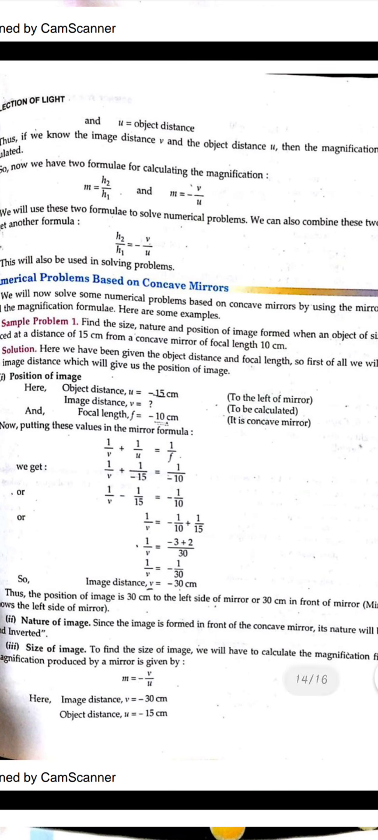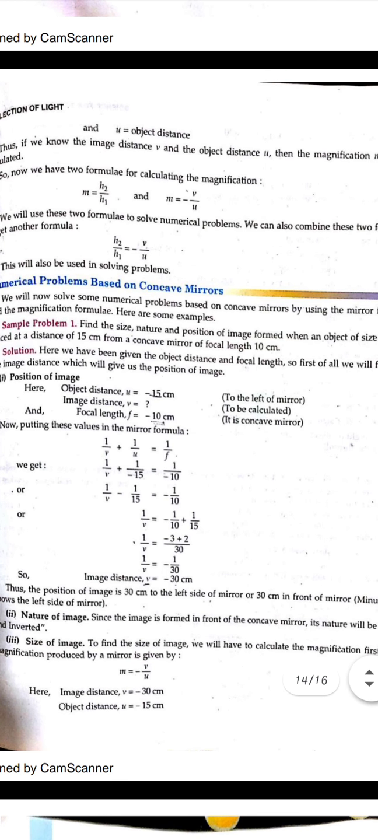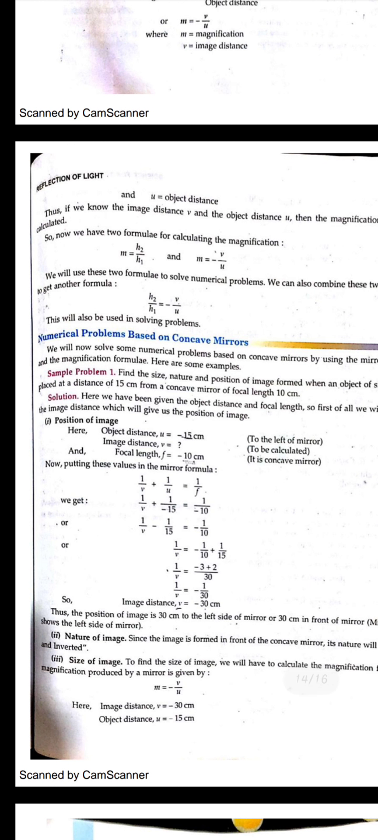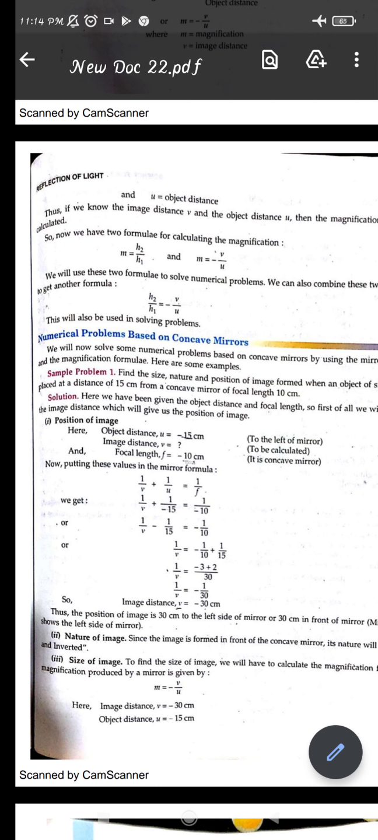So here you can see the first problem. The question is, find the size, nature and the position of the image formed when an object is placed at a distance of 15 cm from a concave mirror of focal length 10 cm. So the focal length is 10 centimeter, then the focus is at 10 centimeter from the pole. Now since it is a concave mirror, we have to see how the object will give the image. We know that the object distance is 15 centimeter, and the focal length is 10.